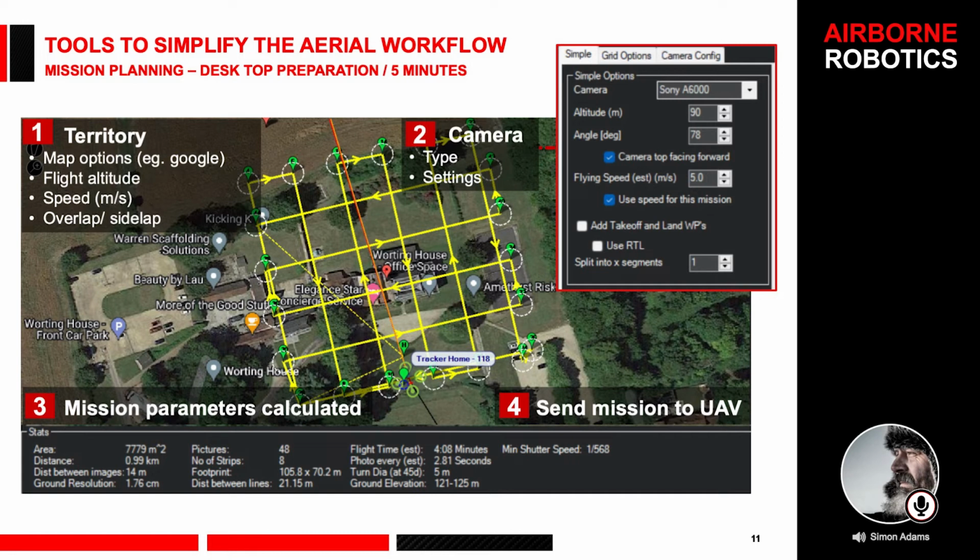So there's a lot of information that you as a consumer can put into the software. In the top right-hand corner, there are a couple of tabs: simple grid options and camera configuration. In this case, as we've mentioned before, we're using the Sony A6000. We're flying at an altitude of 90 meters. You can dial in the angle of the camera; for this flight we kept it pointing straight down at 90 degrees, and we're flying at a speed of about 5 meters per second.